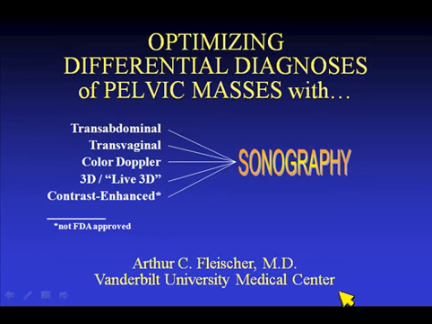This presentation will cover the application of various sonographic techniques in evaluating patients with pelvic masses. Transabdominal sonography is used for a survey of the pelvis and in some cases can display images better than transvaginal. Transvaginal sonography allows us to see masses in detail. Color Doppler lets us depict the vascularity.